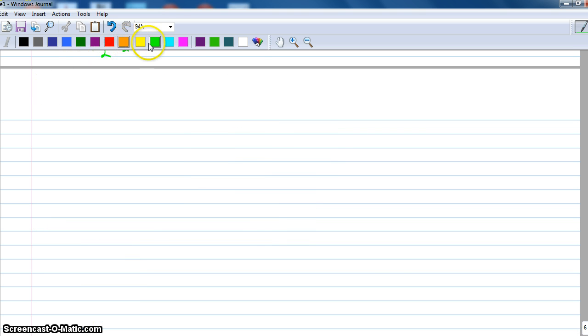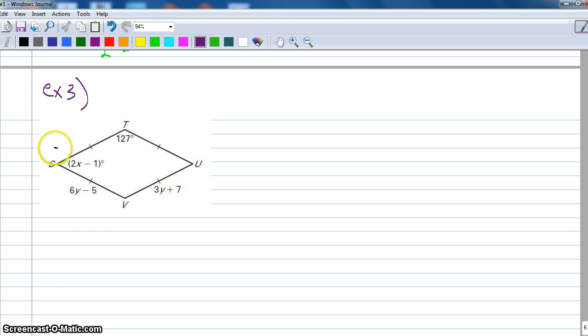Next example. Example 3. Here's example 3. Alright, so we got a shape. Is it a parallelogram or a rhombus? More likely both. So let's go after x first. So I want to have x equals and y equals.